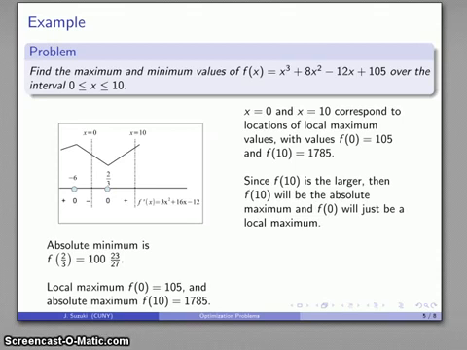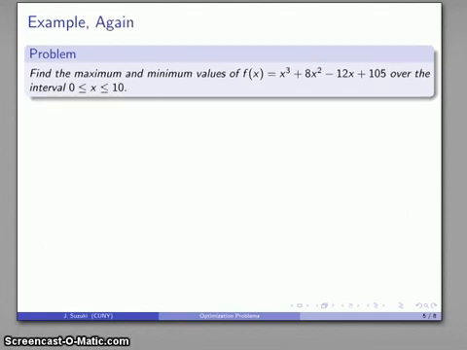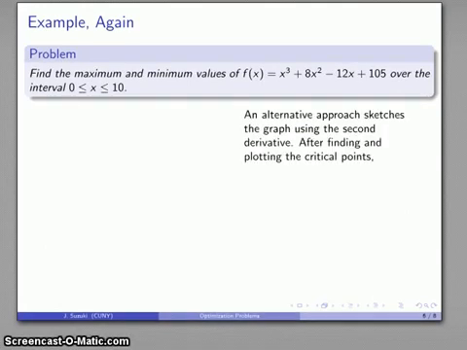Now, this is the first derivative approach. We can actually solve this problem using the second derivative, and this goes back to the idea that you can graph using the first and second derivative. So I am going to start out in the same way. I do need to find the first derivative, find the critical points, and plot them.